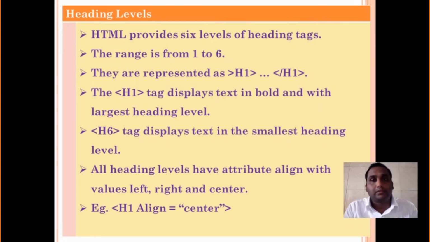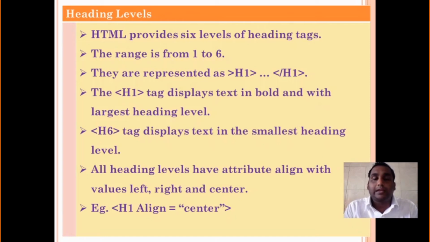Heading level tags. HTML provides 6 levels of heading. The range for leveling the heading tags is from 1 to 6. We write it as H1, H2, H3, H4, H5, H6. Opening H1 tag and closing H1 tag, opening H2 tag, closing H2 tag, H3, H4, H5, H6.